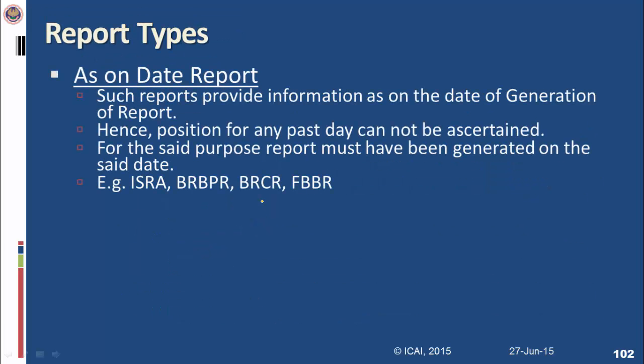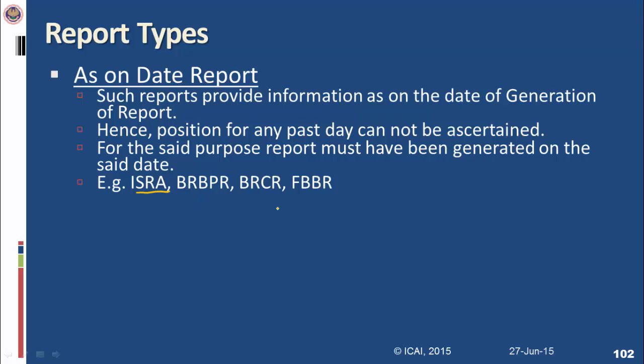Report types. So we have completed the menu types. Now we are onto the report types. Now, the first type is the as on date report. As the name suggests, it will give us the information of an as on date position. It won't give us any information on the prior, that is the history information. Such reports provide information as on date of generation of report. Hence, position for any past date cannot be asserted. For the said purpose, the report must have been generated on the said date if we wanted to have a history of it. Examples are ISRA, that is inventory status report, BR, BPR, BRCR, and FBBR, the ones that we have discussed earlier.